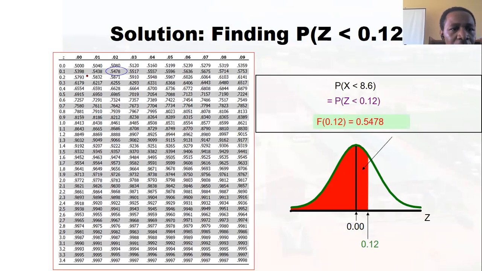So this is 0.1, and this is 0.02. The point where they both intersect is 0.5478. So you simply say the probability that Z is less than 0.12 is equal to 0.5478.